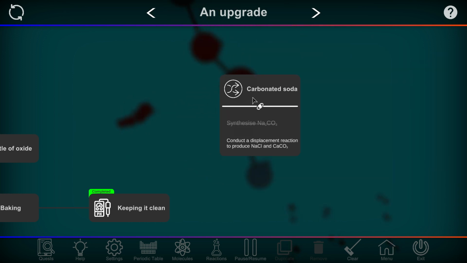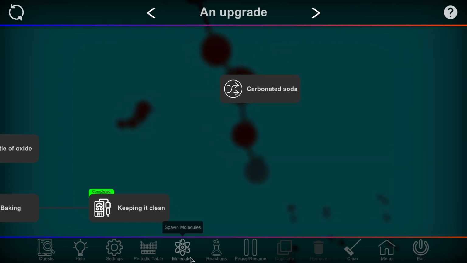Alright, so previously we made sodium bicarbonate, sodium carbonate, and now we're going to do a displacement reaction to produce sodium chloride and calcium carbonate. Okay, so that should be pretty easy. I think we just need to react sodium carbonate with calcium chloride, and that would give us our displacement reaction.